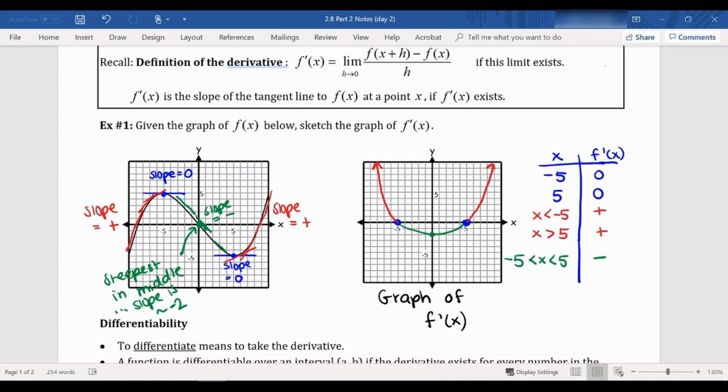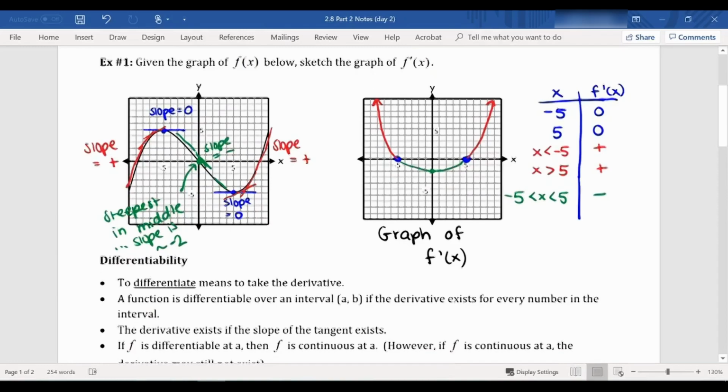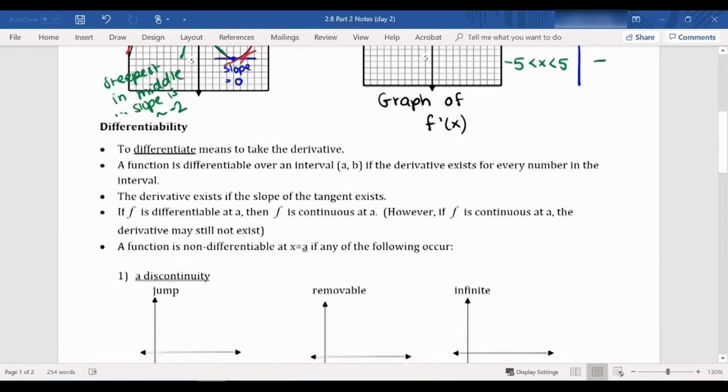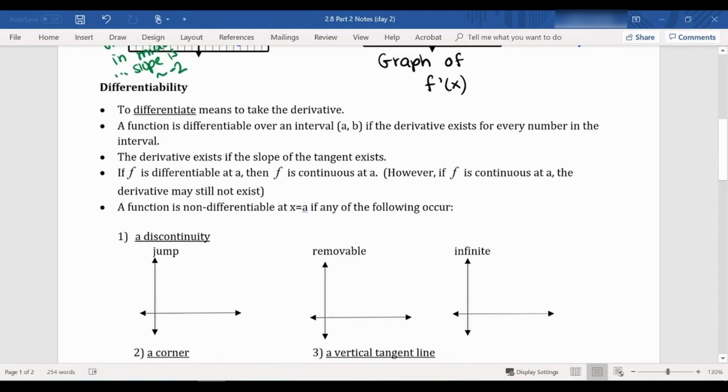Now we're going to talk today about something called differentiability. So we said last day that a function is differentiable if this limit exists. Just a couple of notation issues here. If I ask you to differentiate something, I'm asking you to find the derivative or take the derivative. We say a function is differentiable on an interval if the derivative exists, then the derivative would need to exist for every number in that interval.